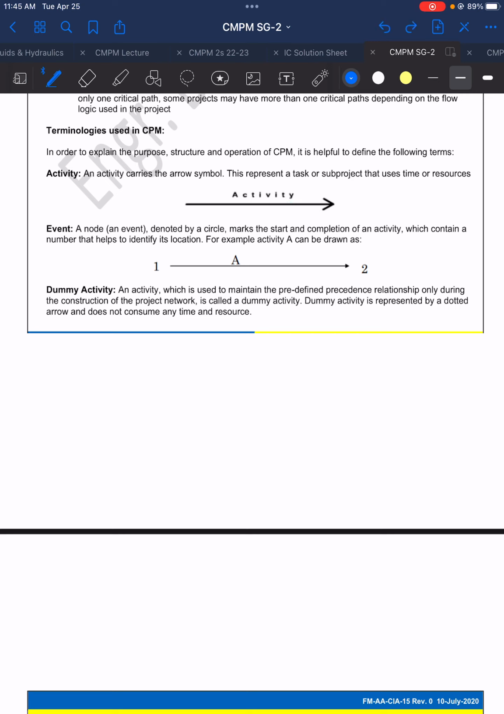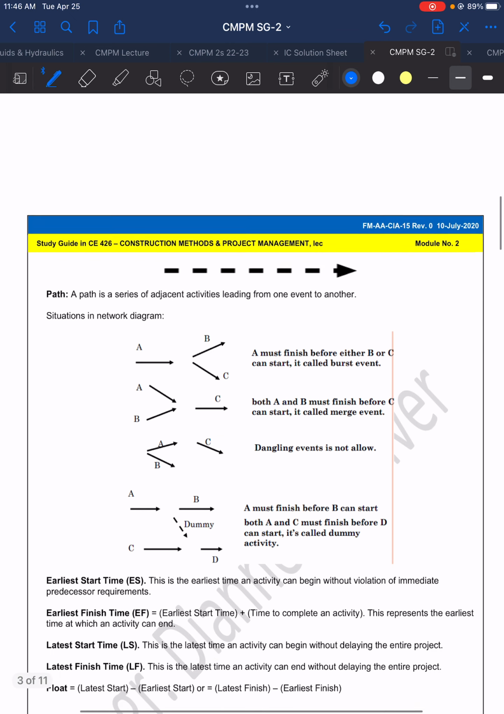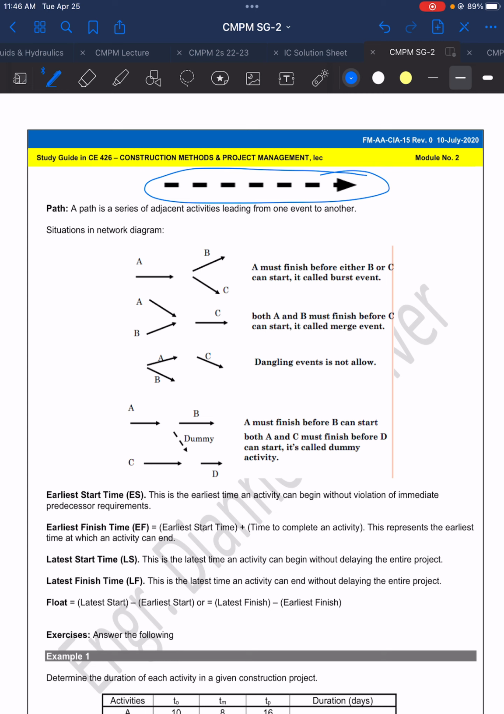Next, an event is a node denoted by a circle and marks the start and completion of an activity. So this is your activity, and the node or the event is found here and here, at the tail and the head of the arrow, which signifies the start and completion of a single activity. Next, we have here the dummy activity. What we need to remember here is that a dummy activity is represented by a dotted arrow and does not consume any time and resource. So this is the symbol of the dummy activity.